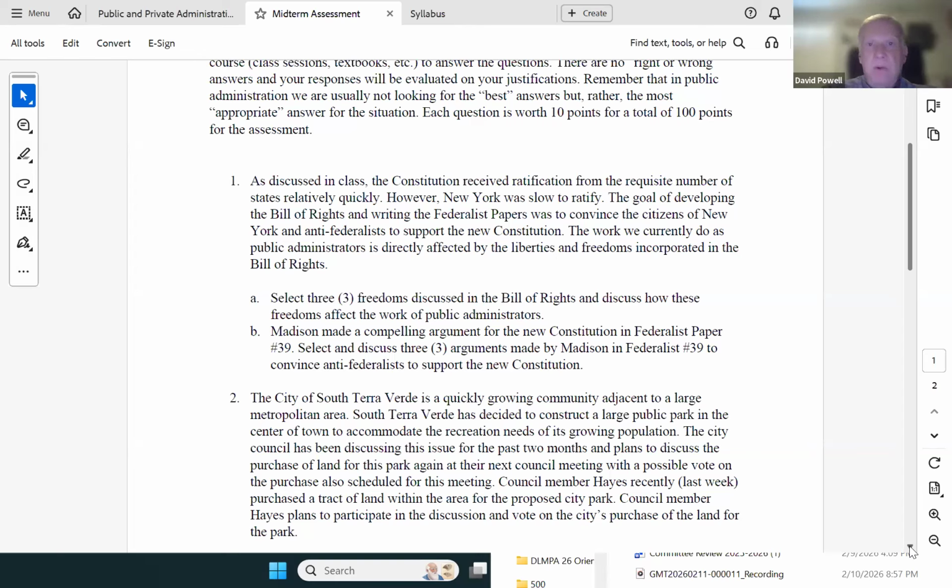Then in 1B, we turn our attention directly to Federalist number 39. And I walked you through very quickly Federalist 39 in class, written by James Madison. Madison made a compelling argument for the new Constitution in Federalist Paper number 39. Select and discuss three arguments made by Madison in Federalist 39 to convince Anti-Federalists to support the new Constitution. So he made a lot of arguments in Federalist 39. Select three of the arguments that he made and discuss those arguments in terms of how they help to convince Anti-Federalists to support the new Constitution. Again, a paragraph or two should be enough.